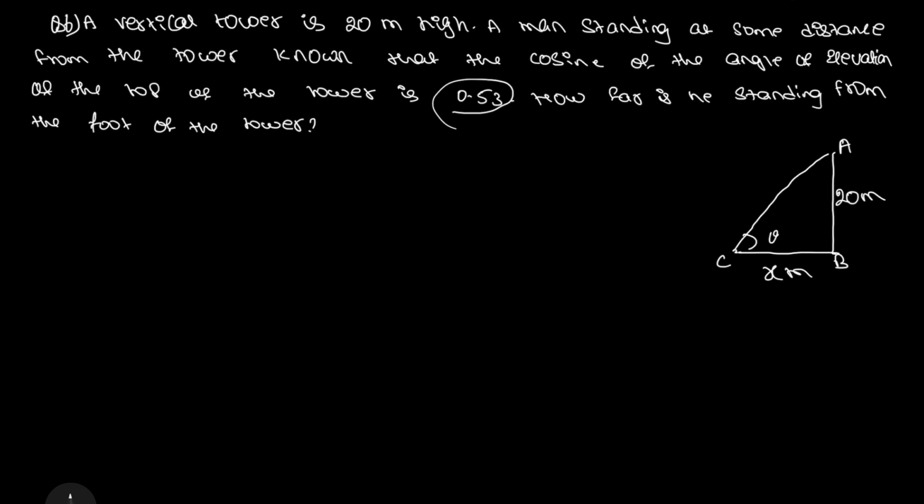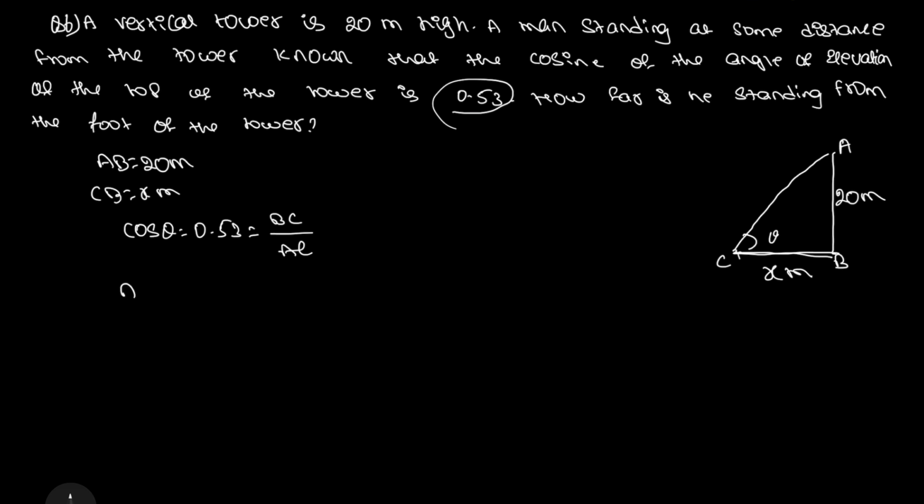So here we have our cosine of the angle which is equal to 0.53. Now we need to find this distance, which is x, that is the distance between the person and the foot of the tower. Here we have AB equal to 20 meters and CB equal to x meters. And what they have given, cos theta is equal to 0.53. So what is our cos, which is base by hypotenuse, BC by AC. Whereas our BC is x, we don't have our AC.